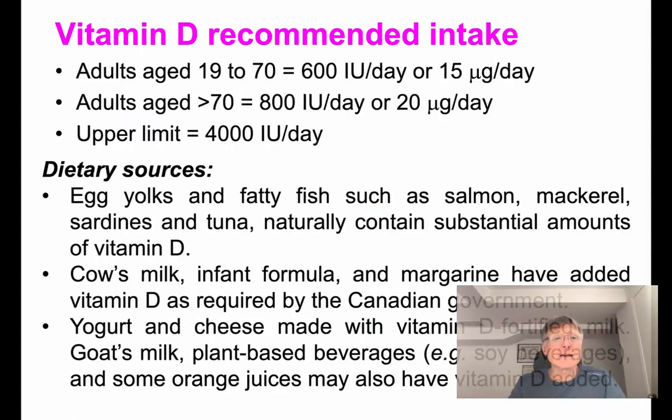But what is the vitamin D recommendation? For adults between 19 and 70 years of age, it is approximately 600 international units per day, or 15 micrograms per day. If you're older than 70, the recommendation is slightly higher, about 800 international units per day, or 20 micrograms per day.